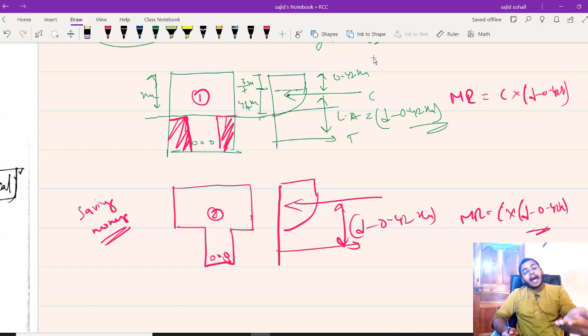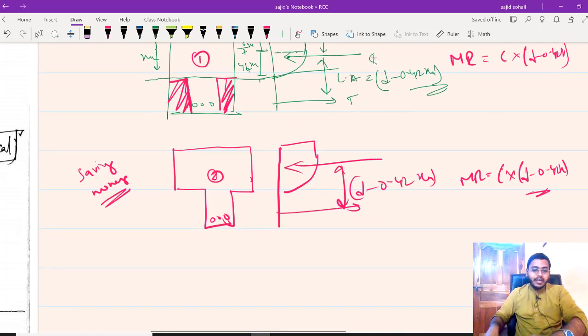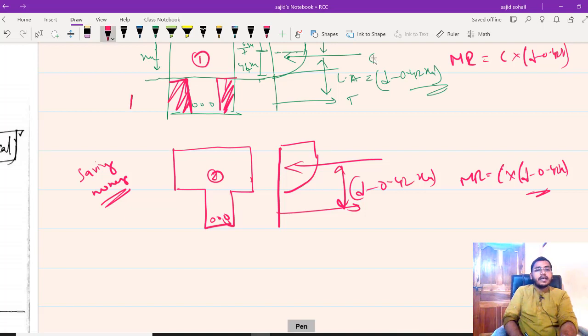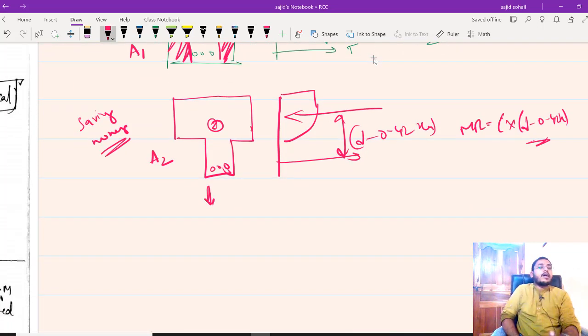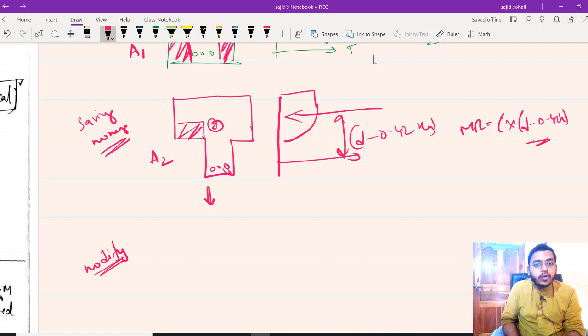Okay, now what I can do is I can further modify this structure. I am keeping the same area. You can clearly see if this is A1 and this is A2, my A2 is less compared to that of A1. So I can say volume 2 is less than V1 also, right? So certain volume of concrete I am saving here. If I'm keeping the same area, but I'm modifying it further. How to modify? See, I am removing certain amount of concrete from here.